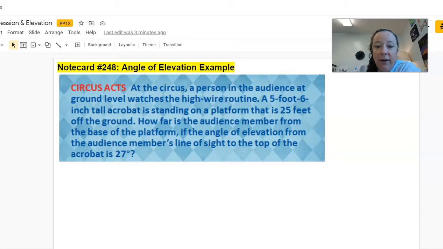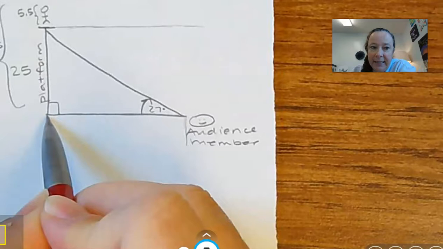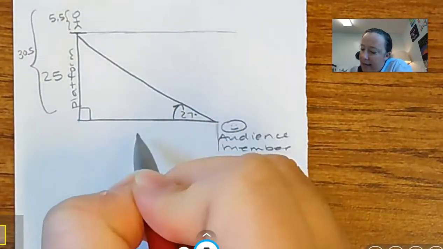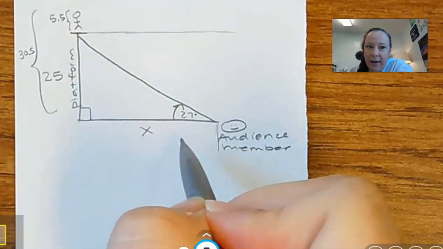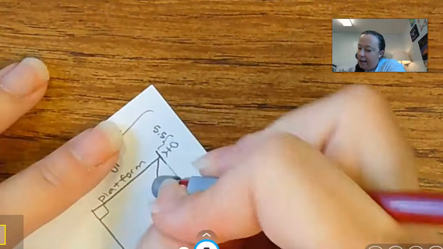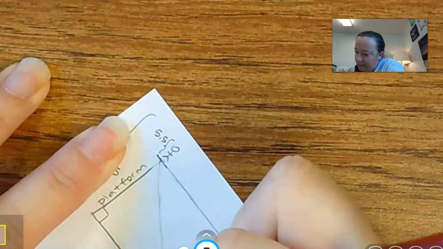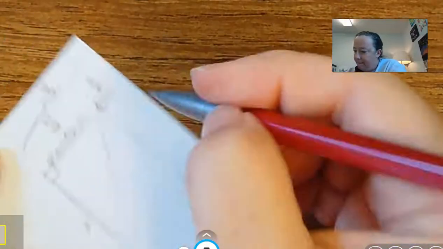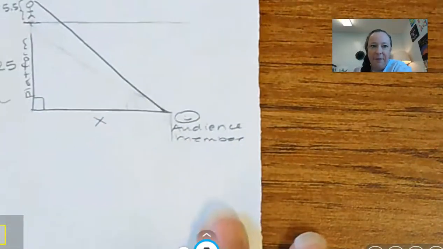And it says, how far is the audience member from the base of the platform? So this is the base of the platform, right here. This is the base of the platform. And so this is X. So I have a right triangle. I've got, oh, this was supposed to be to the top of the person's head. Man. Okay, to the top of the person's head.